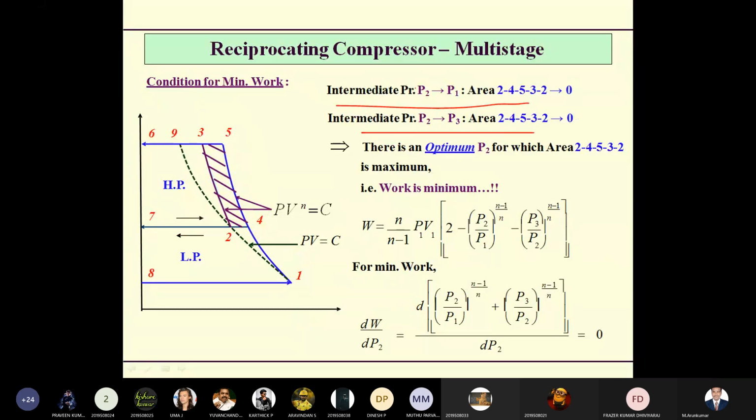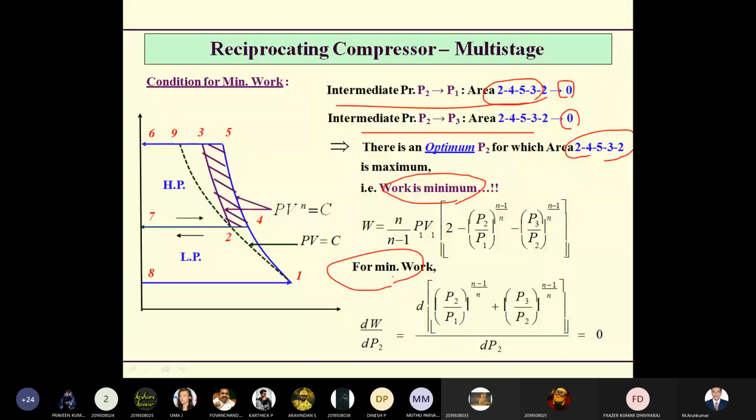For intermediate pressure P2 equal to P1, the saving will be 0, right? Then in this process 24532 the outcome will also be 0. So there is an optimum P2 for which the area of the curve 24532 is maximum. So we can get the work as minimum with this perfect intercooler in the multi-stage compressor. Then finally we can have this equation for minimum work as W equal to n by n minus 1.